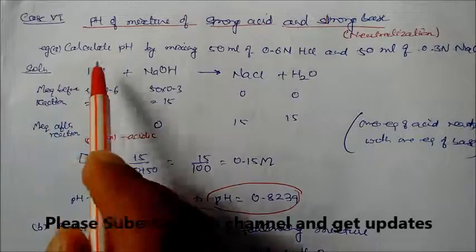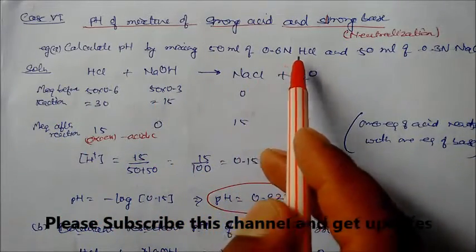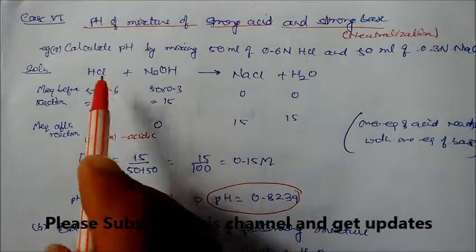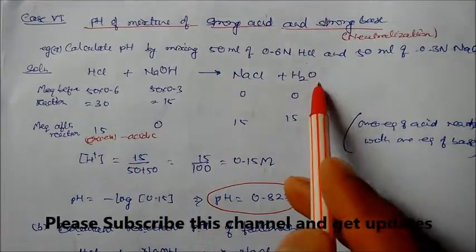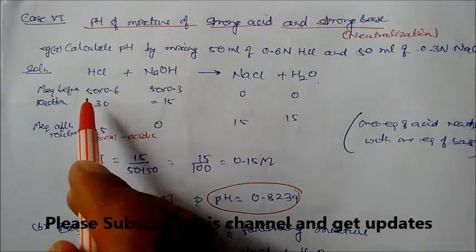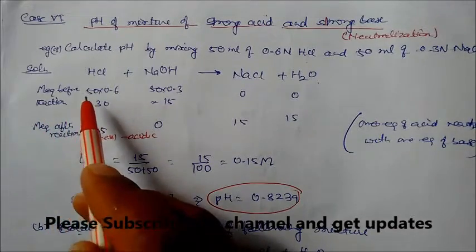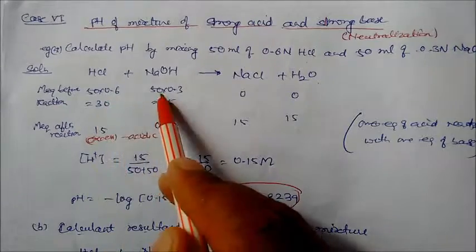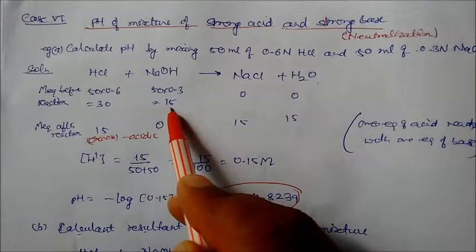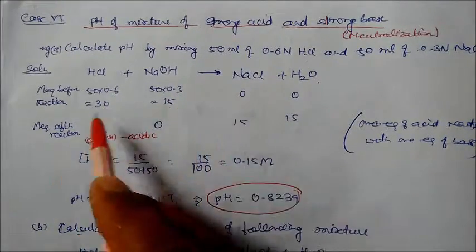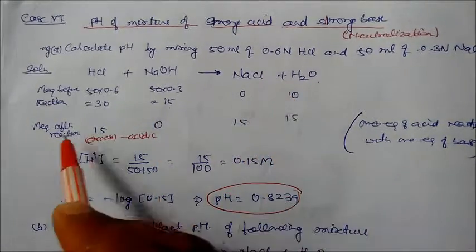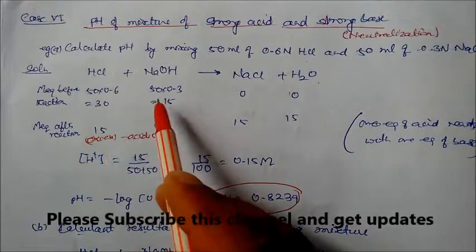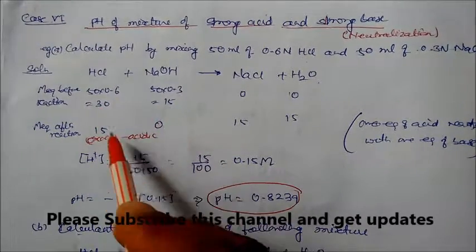One example: calculate the pH by mixing 50 ml of 0.06 normality HCl and 50 ml of 0.03 normality sodium hydroxide. So this is acid and base, they will form salt plus water. What are the moles before reaction, or you can say before dissociation? This is the total milliequivalents: 50 into 0.6 is 30, and 50 into 0.3 is 15. Initial ionization is 0, 0, but after the reaction, the milliequivalents of HCl and sodium hydroxide are 30 and 15; minus 15, so it will be 15 and 0.